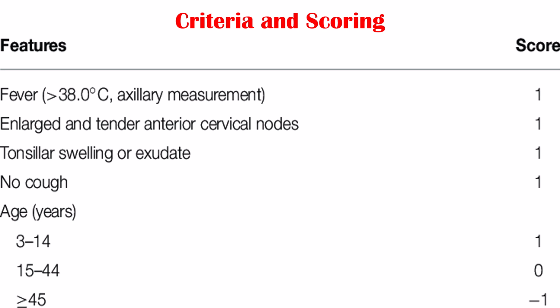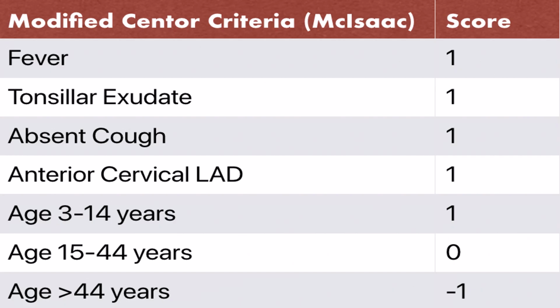Tonsillar swelling or exudate gives 1. Absence of cough gives 1. Presence of cough gives 0. Age between 3 to 14, 1. 15 to 44, 0. Greater than 45, -1. So, this is the modified Centor criteria, or McIsaac criteria. This modified Centor score uses age as one risk factor.